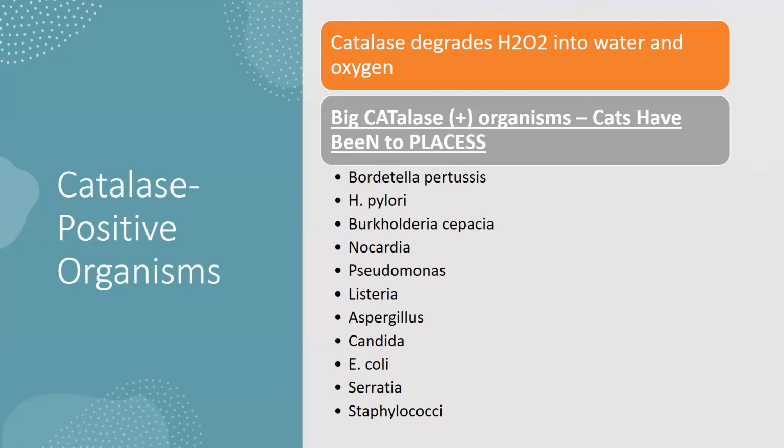When it comes to other gram-positive cocci organisms, we're going to look at staph and strep together. A big separator is staph is catalase positive, strep is catalase negative, typically. So it's a way that you can separate these really closely related bacteria.